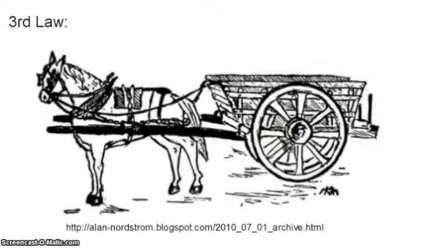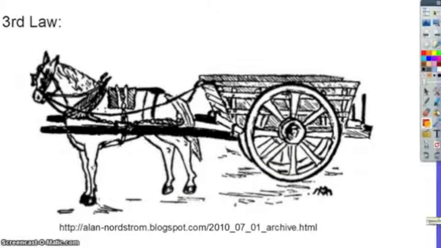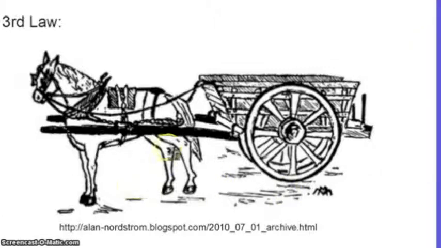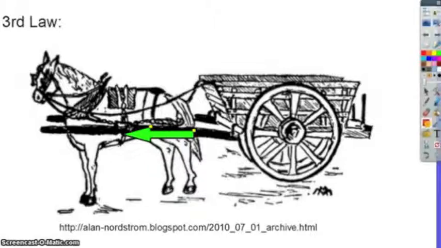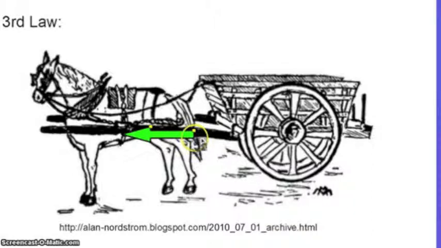The third law is that every time one object puts a force on another, that second object puts a force back on the first object. If we think of a horse pulling a cart, if the horse puts a forward force on the cart, by Newton's third law, the cart must put a backwards force on the horse. The green force is the horse on the cart. The red force is the force on the horse.